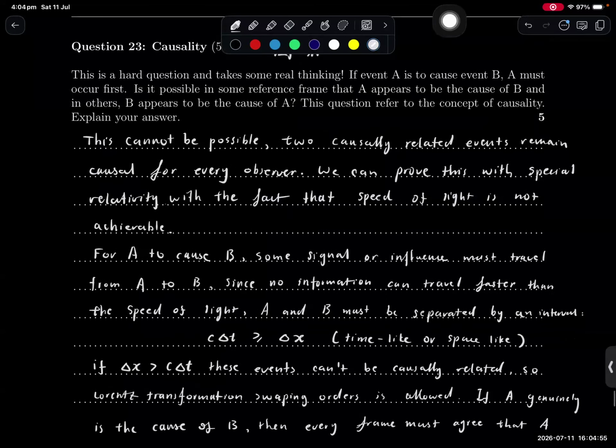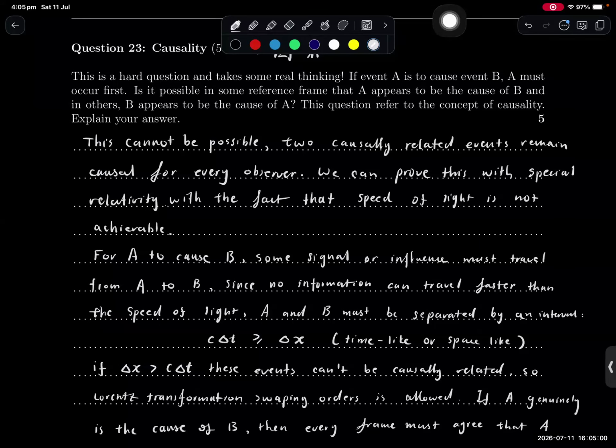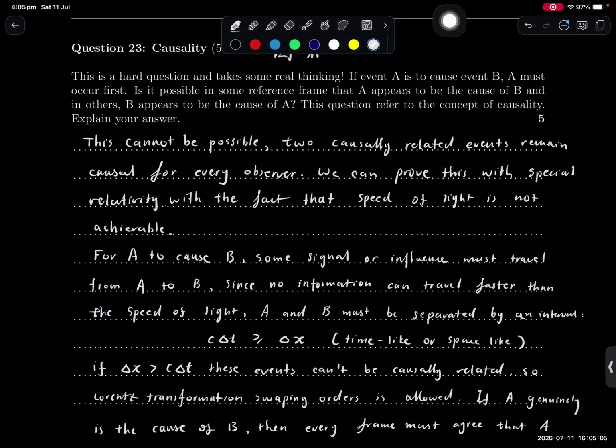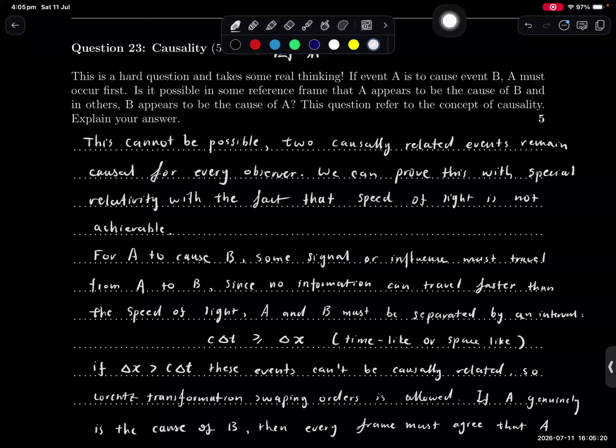And the question asks, is it possible that in some reference frame A appears to be the cause of B and in others B appears to be the cause of A? It's like simultaneity. We see two events as simultaneous, but in different frames they're not simultaneous. Can we reverse the order, if A causes B, but in a different frame it happens as B causes A? Obviously you can't, it doesn't make sense. Special relativity accepts that you could have this relative asymmetry problem. It's fine, we don't need to solve it as long as it doesn't violate causality.